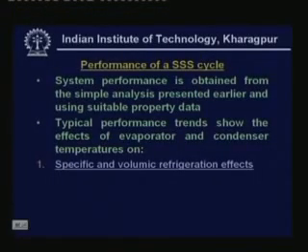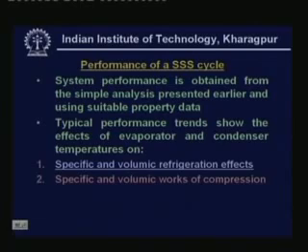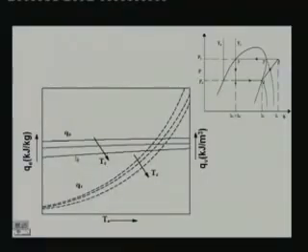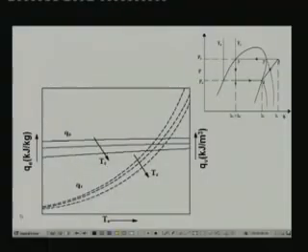The first one is the effect of these temperatures on specific and volumetric refrigeration effects, and then specific and volumetric works of compression, then system COP. So, first let me show the effect of the temperature on refrigeration effect. This QE is the specific refrigeration effect. As you can see, it has units of kilojoule per kg, and QV is the volumetric refrigeration effect, that means refrigeration effect per meter cube of refrigerant flow.